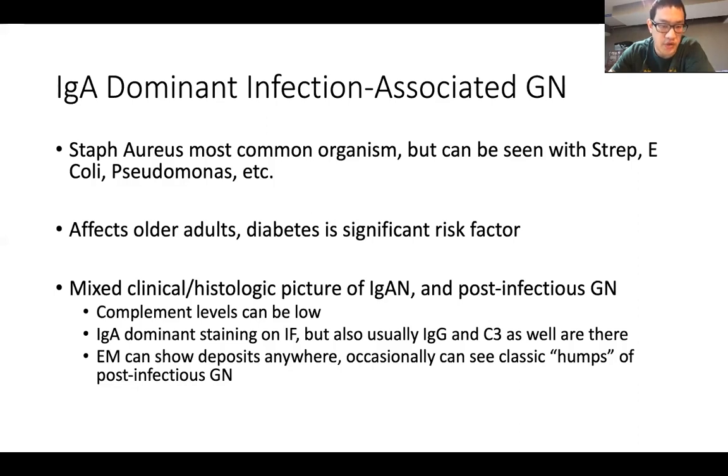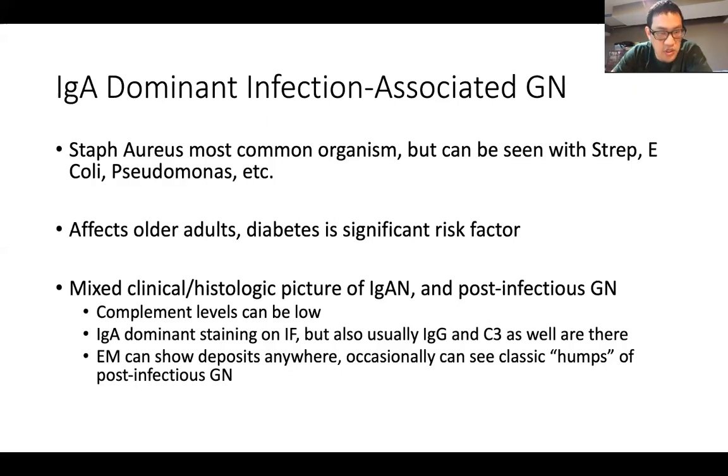So when you think about post-infectious GN, we usually think about strep. We usually think of it as being low C3, complement mediated. But then we as adult nephrologists don't really see very much post-infectious GN from strep, but we actually do see infection-associated GN from staph usually, sometimes gram-negative bacteria. And these patients don't do nearly as well as children who have classic post-strep GN.